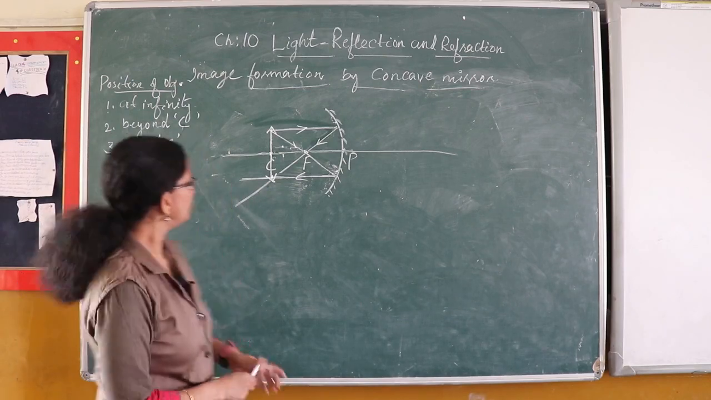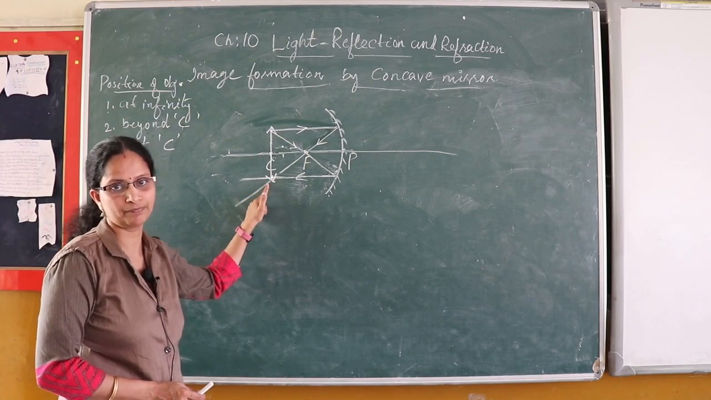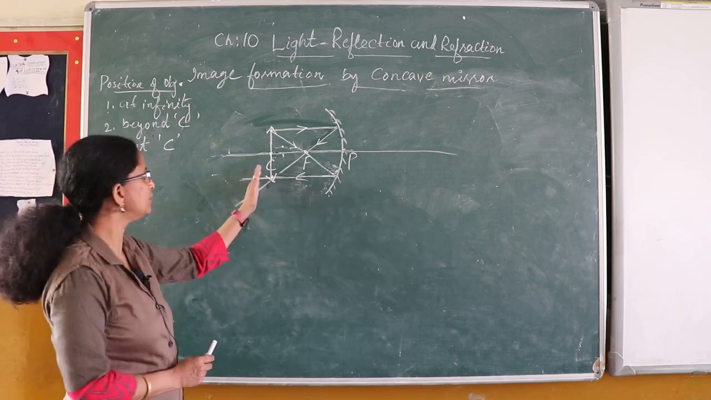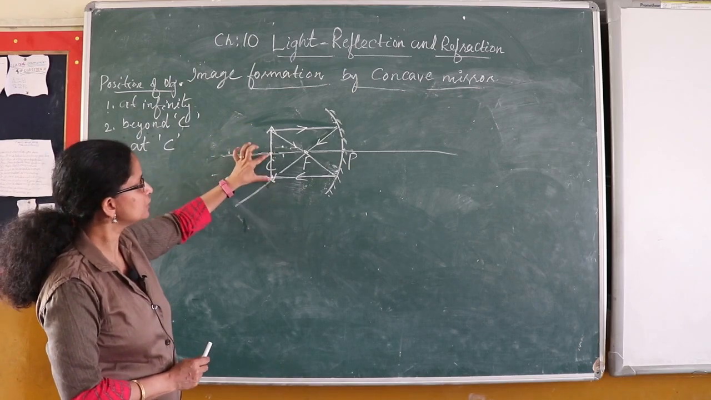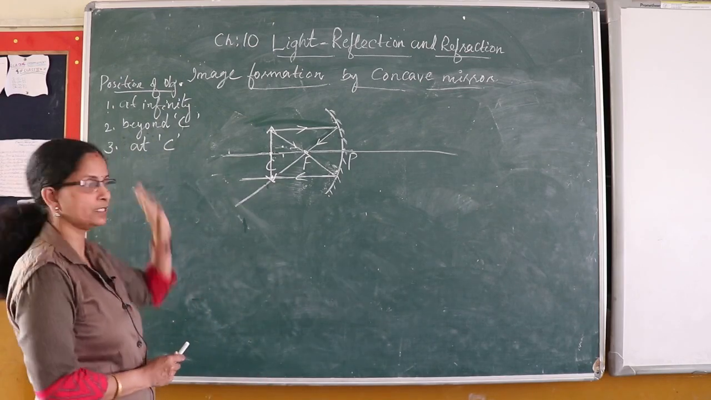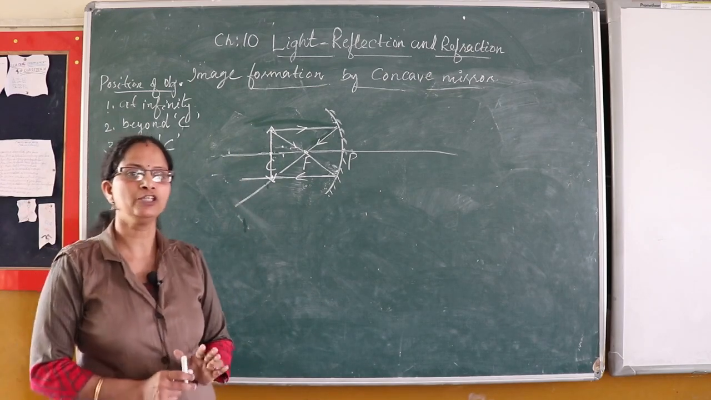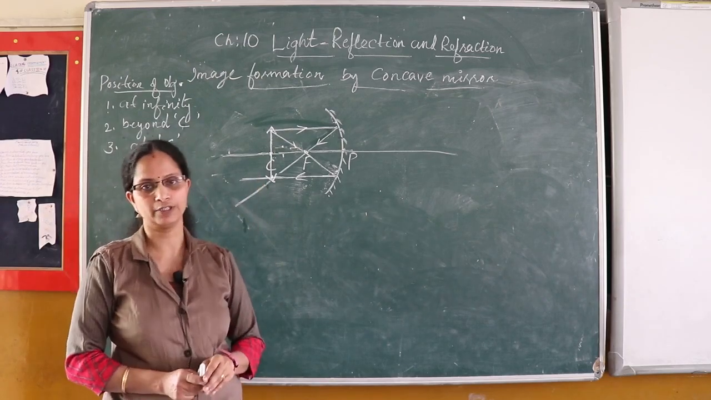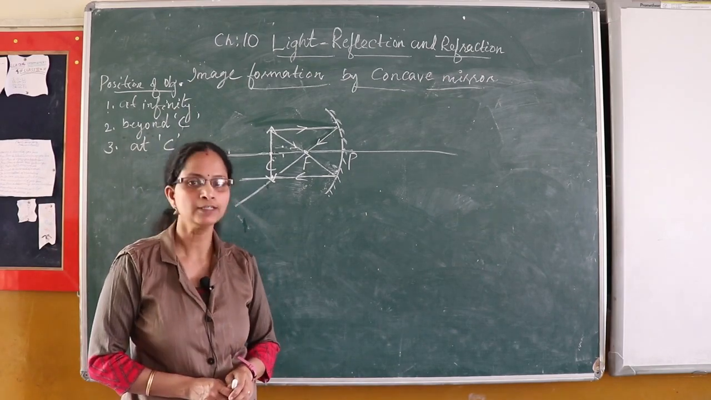So when the object is kept at the center of curvature, the image is formed at the center of curvature itself, the same position, but the image is upside down, that means an inverted image is formed. And the size of the image is equal to the size of the object. So this is a special case in the case of a concave mirror. When the object is kept at the center of curvature, the image formed is of the same size, real and inverted.